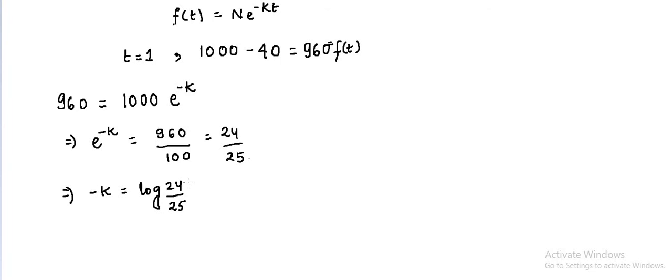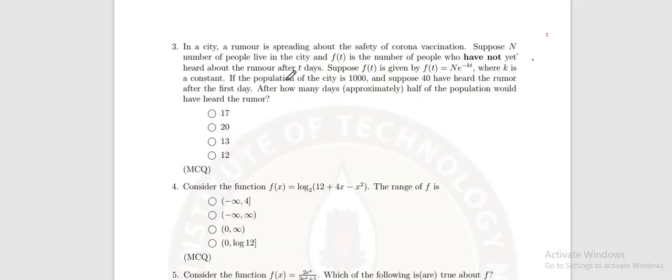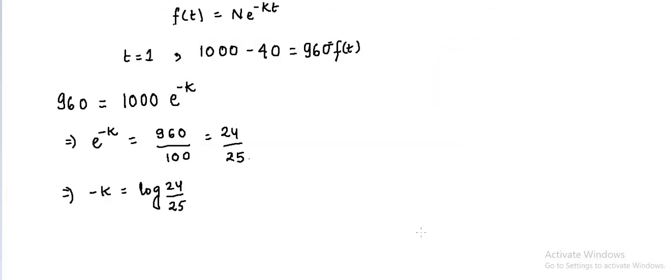Now, the question is asking what, please see this, after how many days half of the population would have heard the rumor. Now, half of the population have heard. It means 500 people have heard and 500 people are still there who have not heard. So when f(t) is equal to 500, and at that time, if we calculate the t, at that time only, half of the people would also be there who have already heard about this news.